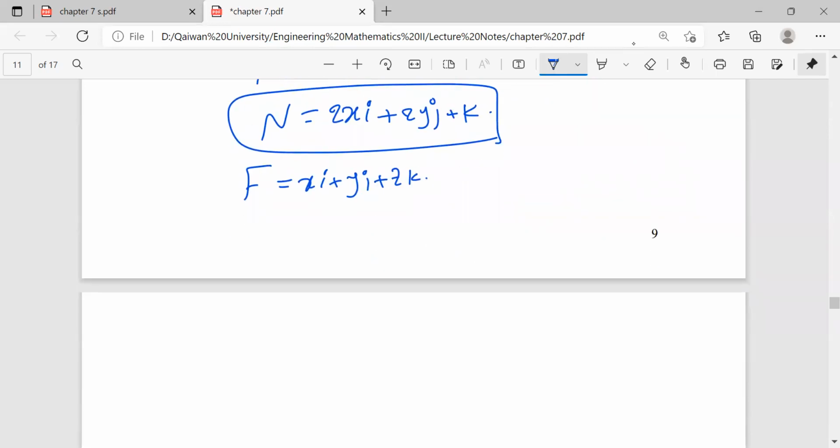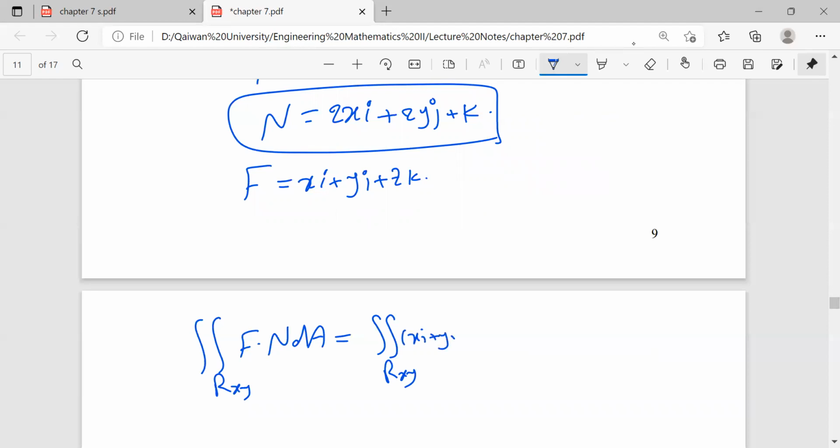Okay, we say the double integration over R_xy of F dot n dA equals the double integration over R_xy of, what's F? F is x i plus y j plus z k, dot n. n is 2x i plus 2y j.